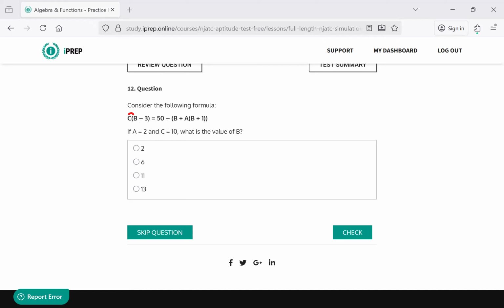Maybe I should clean this up first. I think that's much easier. So on the right side, we have 50, and then it's a minus parentheses B, and then I would FOIL out this. No, you know what? Maybe I should just plug in my values. I think that would be easier. So my C is 10 and my A is 2. So let's do that. On the left side, my C is 10, so let's do 10 times B.